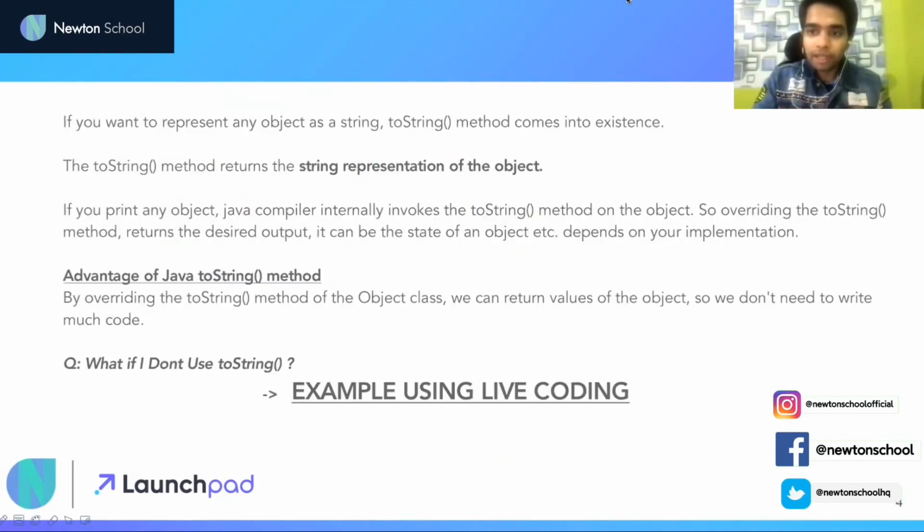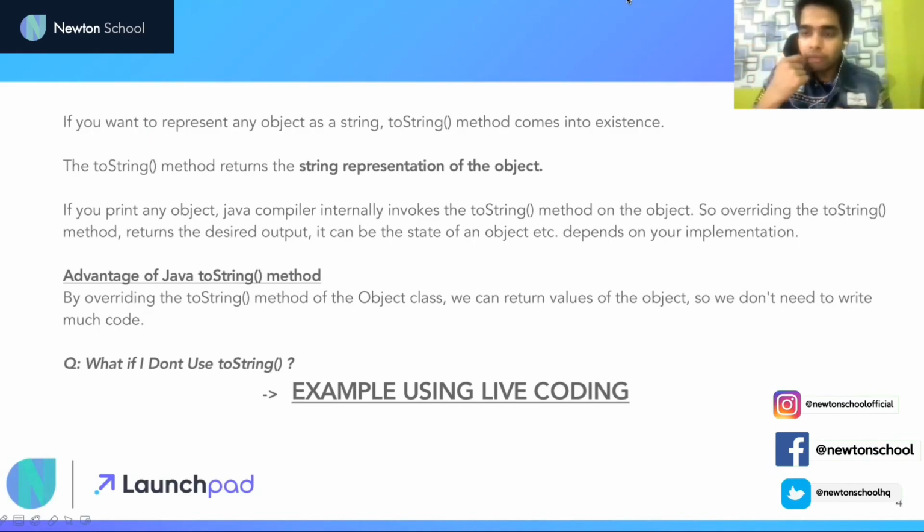So if I have to define it in one line, the toString method returns a string representation of the object. Now what do I mean by that? If you want to represent any object as a string, there you call the toString method. If you want to print any object, what happens internally is the Java compiler invokes the toString method on the object. So you have to override the toString method to print the actual values. The advantage is that you don't need to write much code, because you can just override the toString method to print the values of the object.